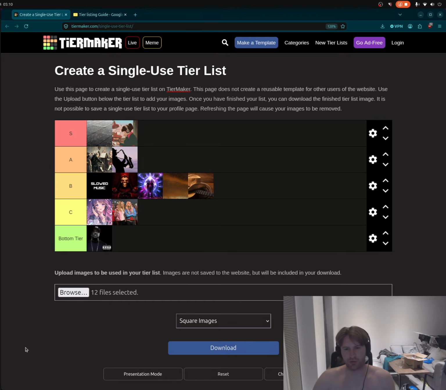Obviously, my tier list is correct, and anyone that disagrees with my tier list is wrong. So I hope you can roast me in the comment section saying how my music taste sucks.